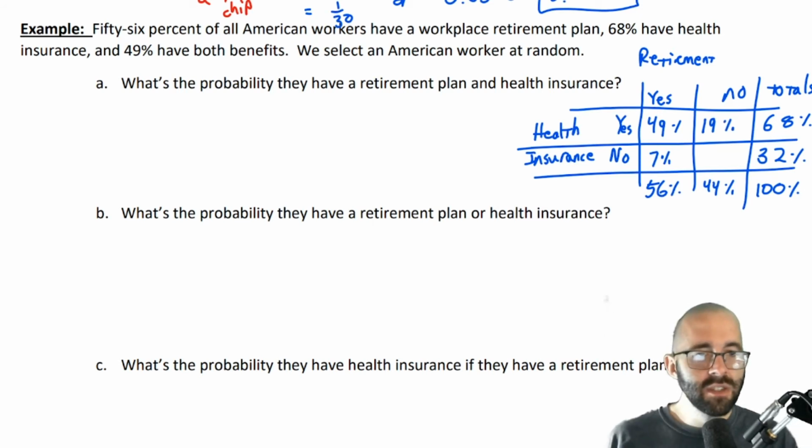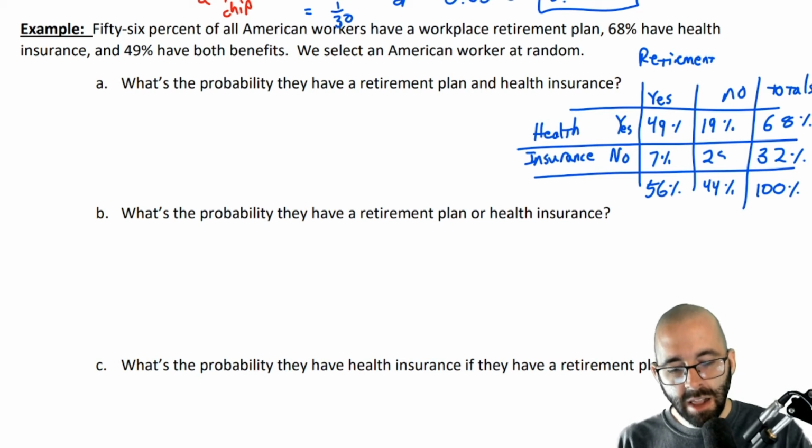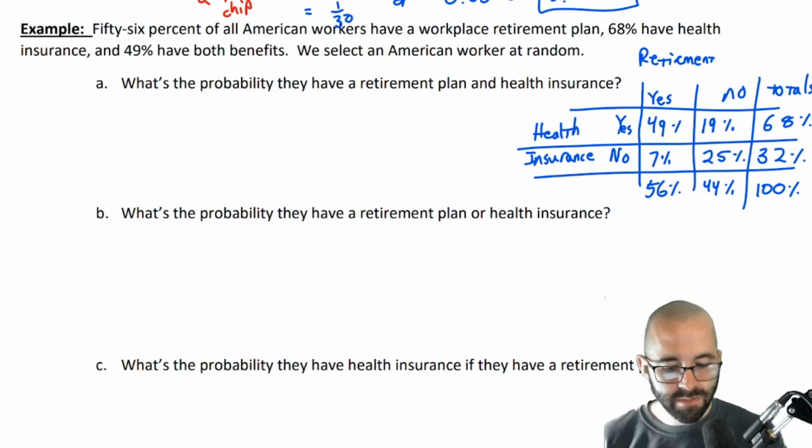You don't have to use a contingency table for a problem like this, but it makes things a lot easier. And double check that this adds up both vertically and horizontally, that last box that we filled in.